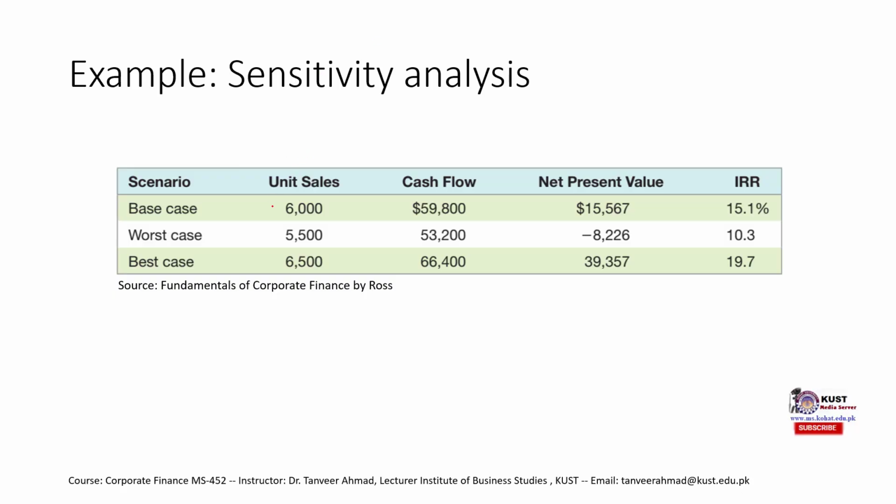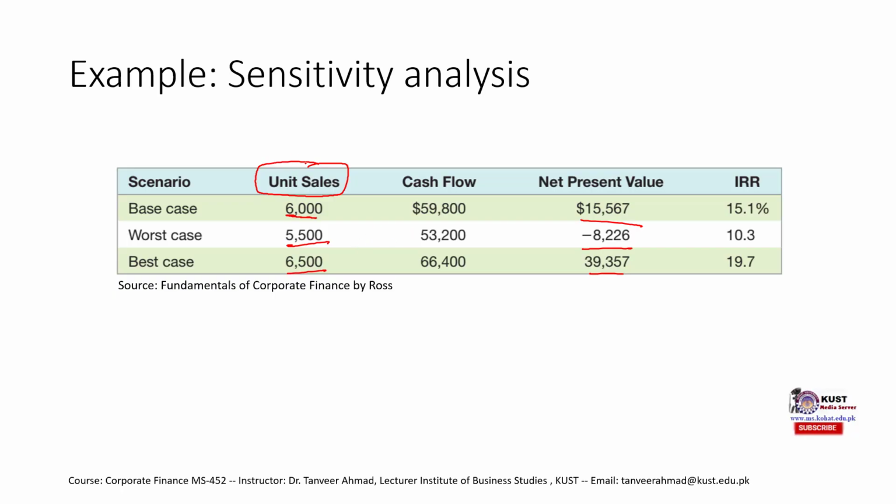So here, if we have base case, we are just checking the effect of sales on NPV. So we see that if in base case our sales is 6,000, our NPV would be $15,000. In worst case, if sales is 5,500, our NPV would be negative. In best case, sales is 6,500, NPV would be higher. So obviously, we would see that NPV is quite much sensitive to sales.